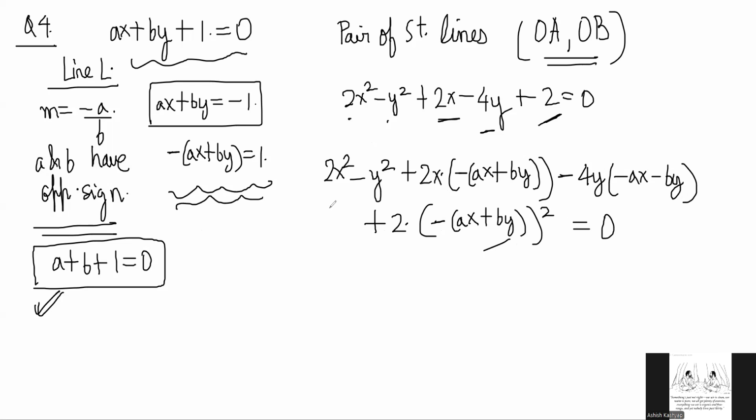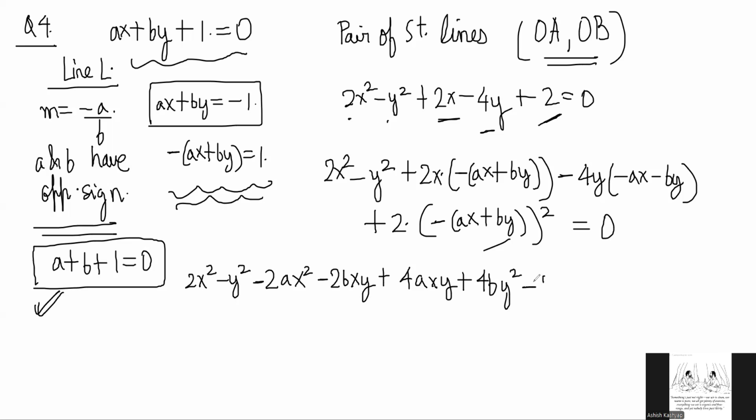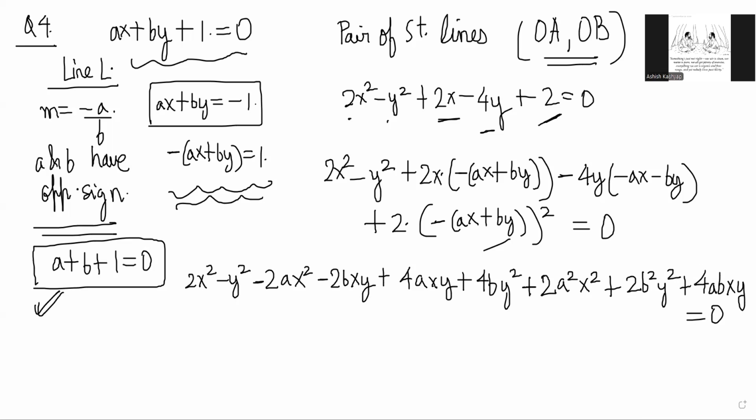Now you have to simplify this equation a little bit. So you'll get 2x squared minus y squared minus 2ax squared minus 2bxy. From here I get a plus 4axy and plus 4by squared. And from here I get plus 2a squared x squared plus 2b squared y squared plus 4abxy equals 0. I hope everyone is understanding what I have written so far.